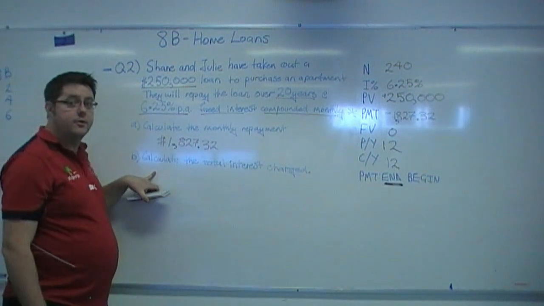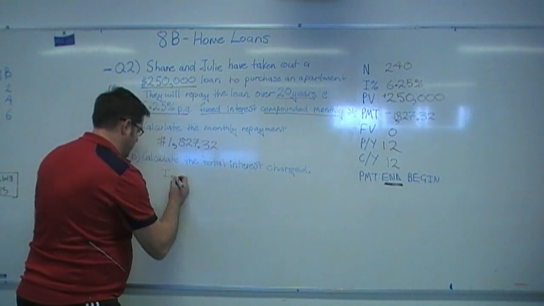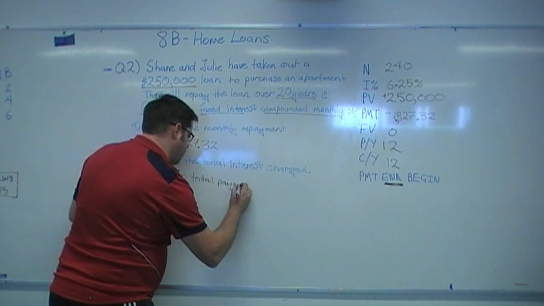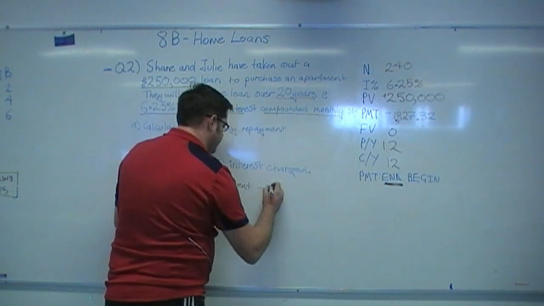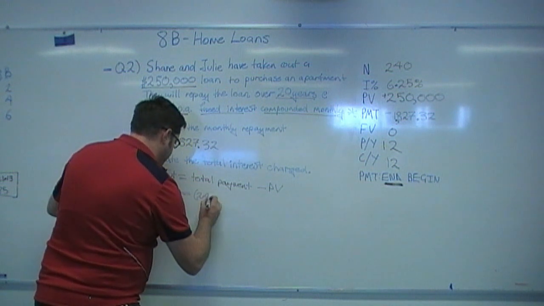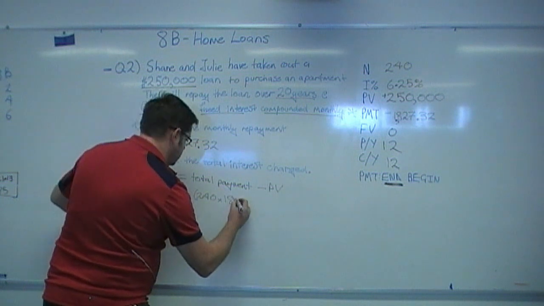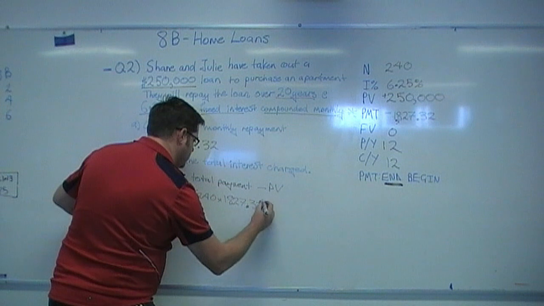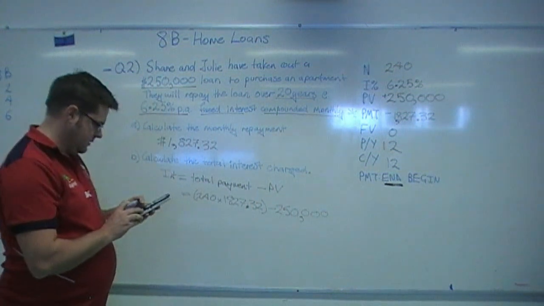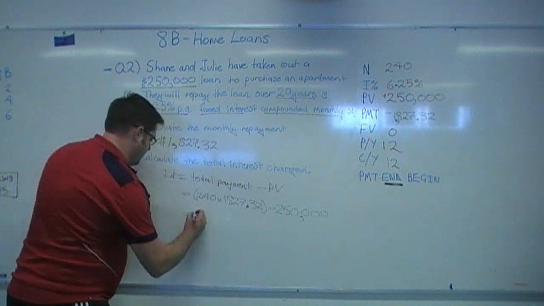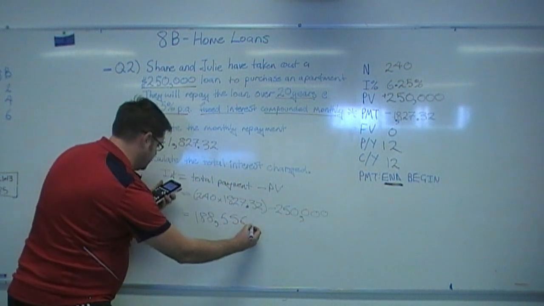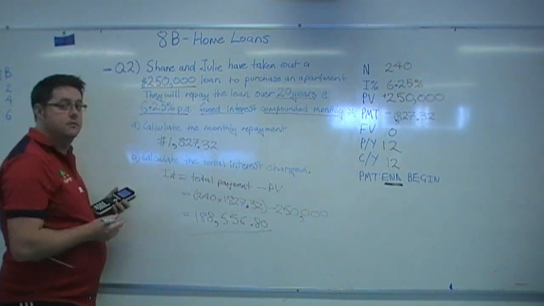Calculate the total interest charged. So, remember, interest equals total payment minus the present value, which is equal to 240 times 1827.32 minus 250 with 3 zeros behind it. So if we plug these values into our calculator, we should end up with $88,556.80. And there's our answer.